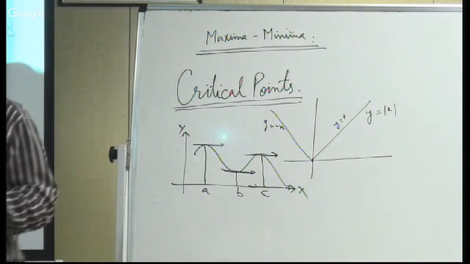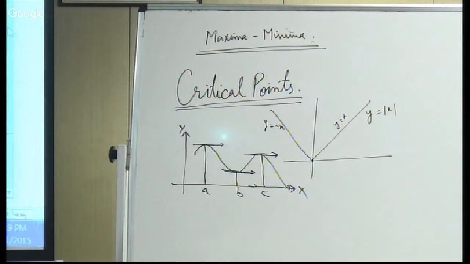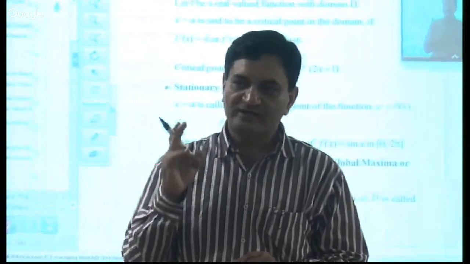So what are critical points? Critical points are the points where the derivative either becomes equal to 0 or the derivative does not exist. So this you must know, because when we have to find points of maxima and minima, we observe the critical points, not just the points where the derivative will vanish. Besides that, we'll also look at the points where the derivative does not exist.